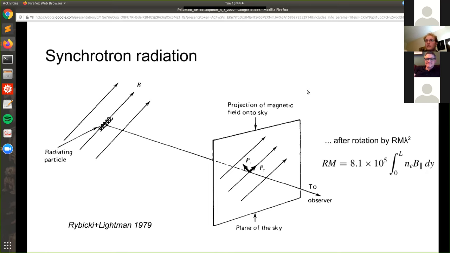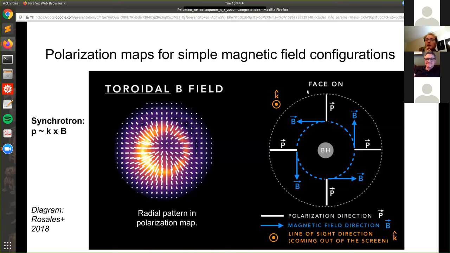First, though, we're going to look at a few simple maps of polarization associated with simple fields. For a toroidal magnetic field, which we might associate with SANE, one would expect to see, if viewed face on, so essentially looking down the barrel of the jet, looking directly onto the disk from above, radial polarization just because it's perpendicular to the toroidal pattern. I should mention these diagrams are from Alejandro Jimenez Rosales's beautiful 2018 paper. This is something of a weak field picture when viewed face on.